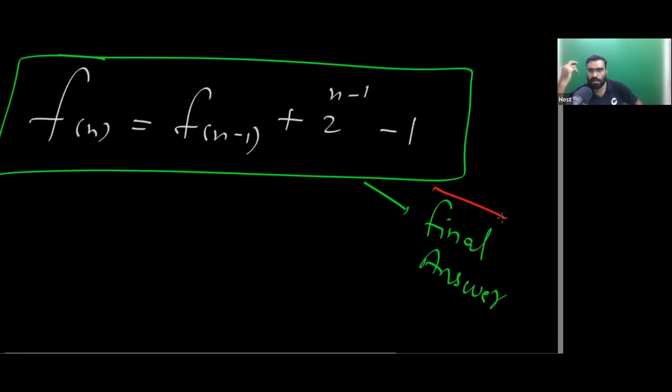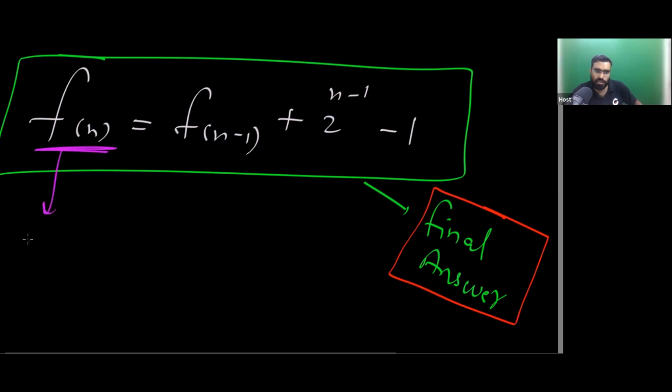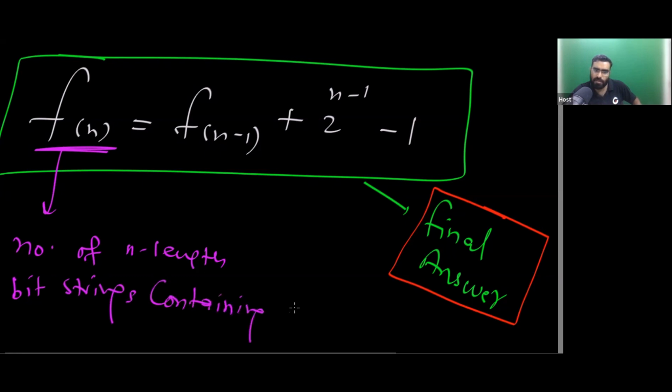Tell me, understood? Did you understand this analysis? So this is your final answer that we got. Okay, initial condition we have already seen. This is the recurrence relation that we will get. And what is this? This is the number of n length bit strings containing 0, 1.